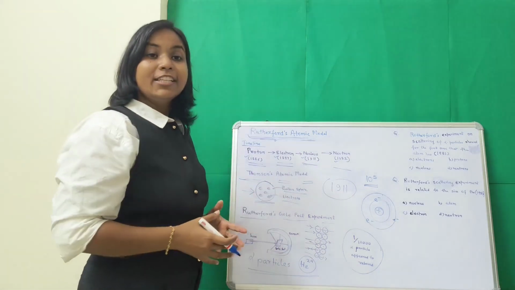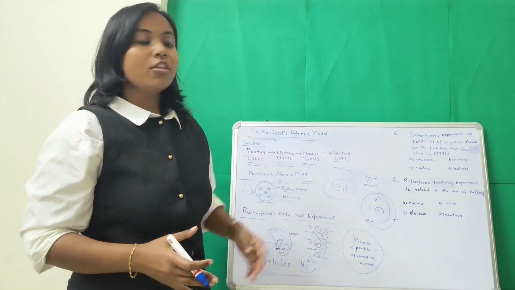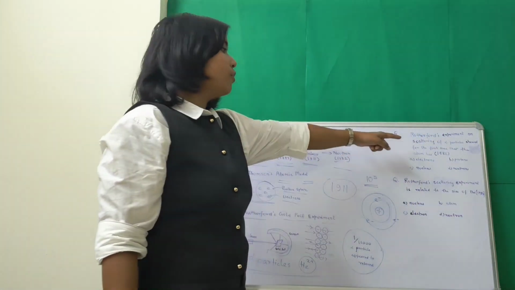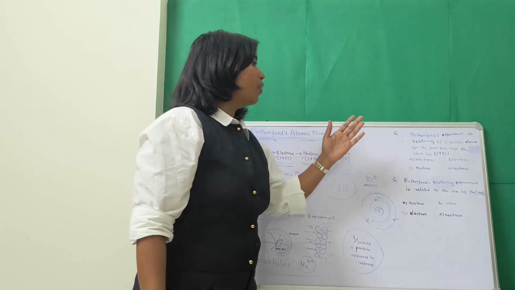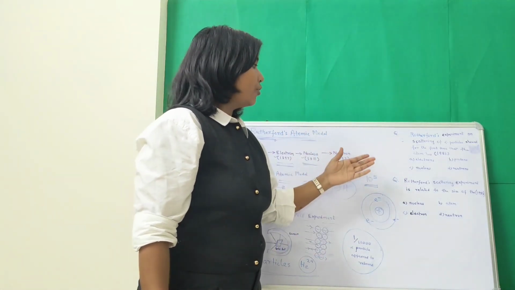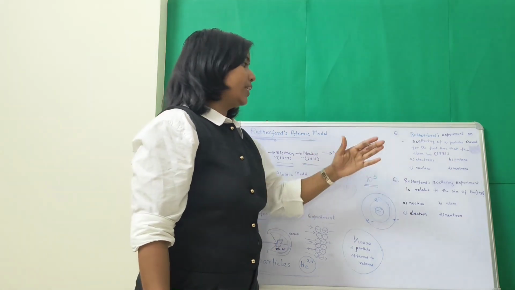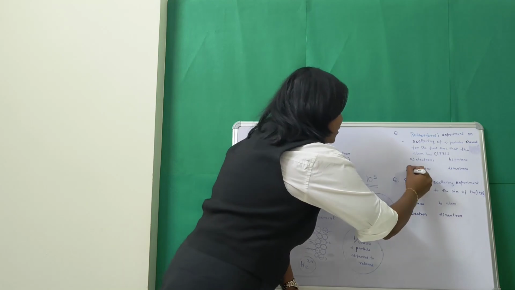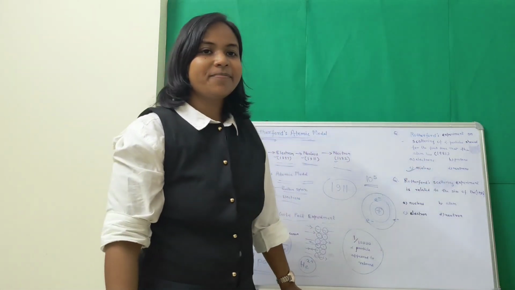After learning this much, let us get into the questions. Question number 1. Rutherford's experiment on scattering of alpha particles showed for the first time that the atom has A, electrons, B, protons, C, nucleus, and D, neutrons. I hope you are able to answer it now, and the right answer is option C, nucleus.